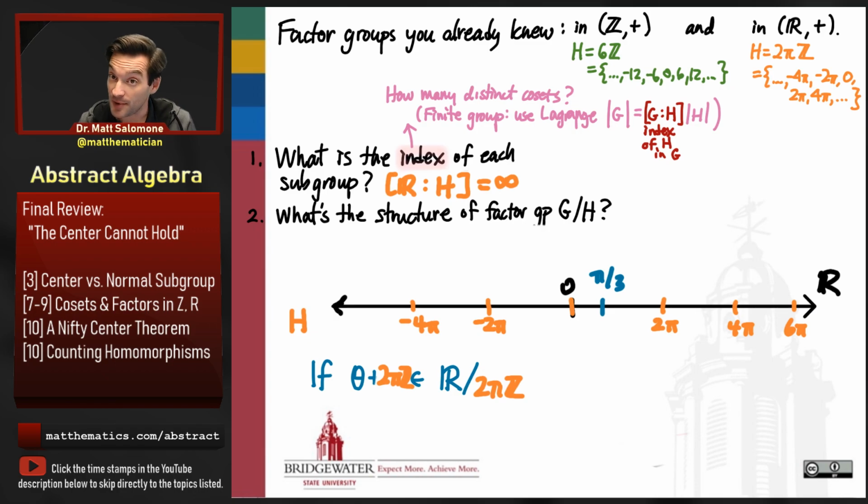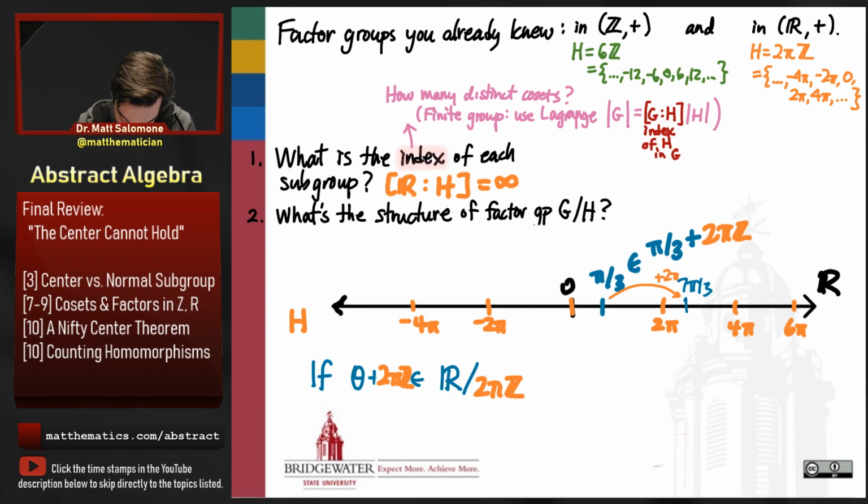So there's an example of an element of the real numbers. But pi over 3 is going to belong to the coset pi over 3 plus 2 pi Z. And so it's going to be in the same coset as any other real number which differs from pi over 3 by an integer multiple of 2 pi. So if I want another element in my same coset, I just add 2 pi to pi over 3. If I add 2 pi to pi over 3, I'm going to get 7 pi over 3.